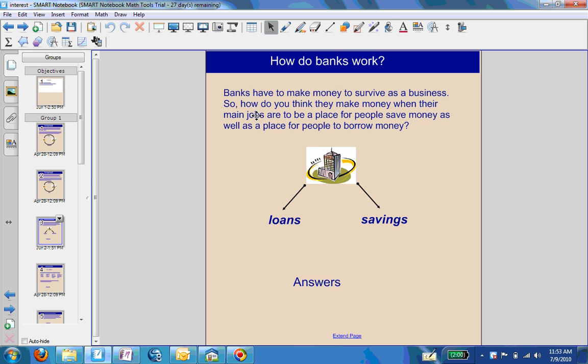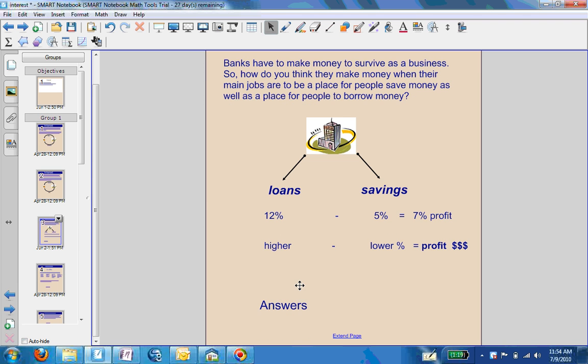So banks give loans and they're a place to save money. They're also businesses and they have to make money. So what they do is they're going to charge more interest for their loans than they do in giving interest for their savings. And that's how they make money.